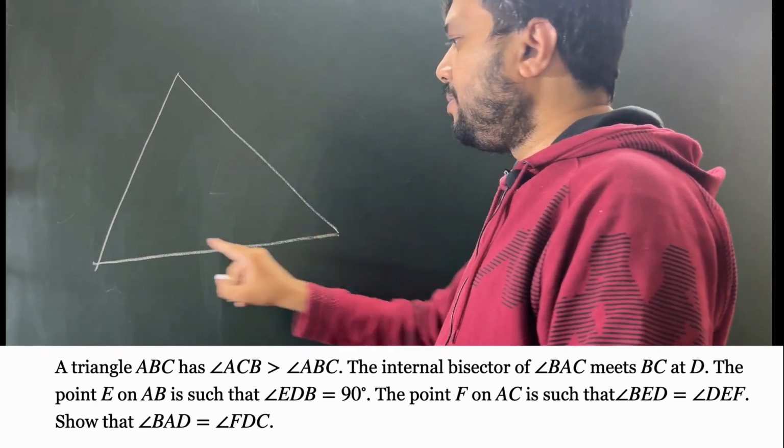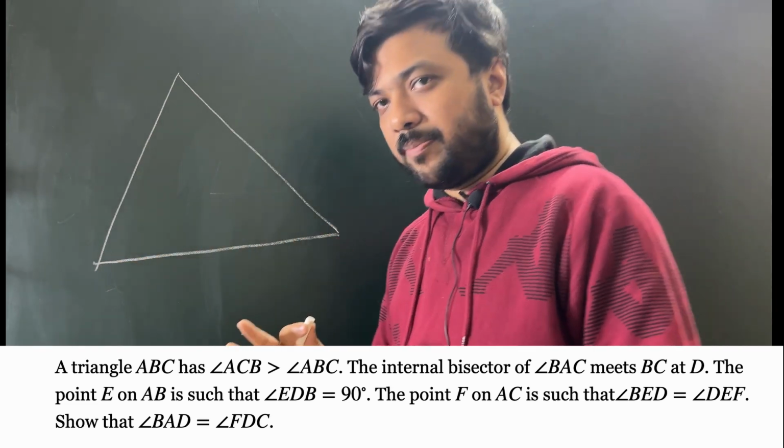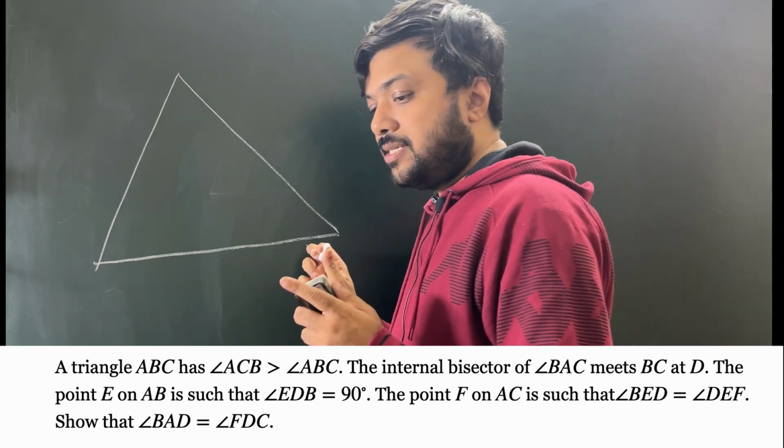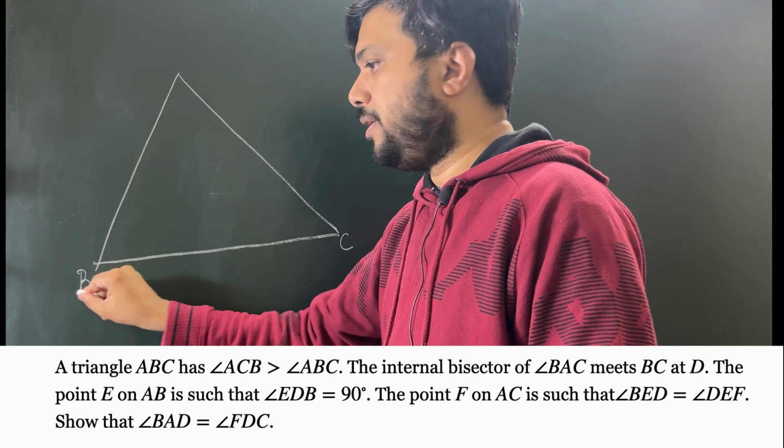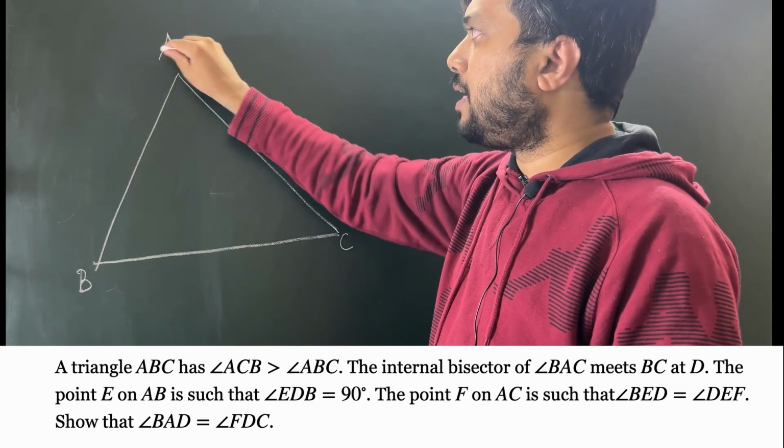Now, clearly, this angle seems smaller than this angle, and it's been given in the problem that angle C is bigger than angle B. So let's call this angle C and this angle B. And let's call this angle A.